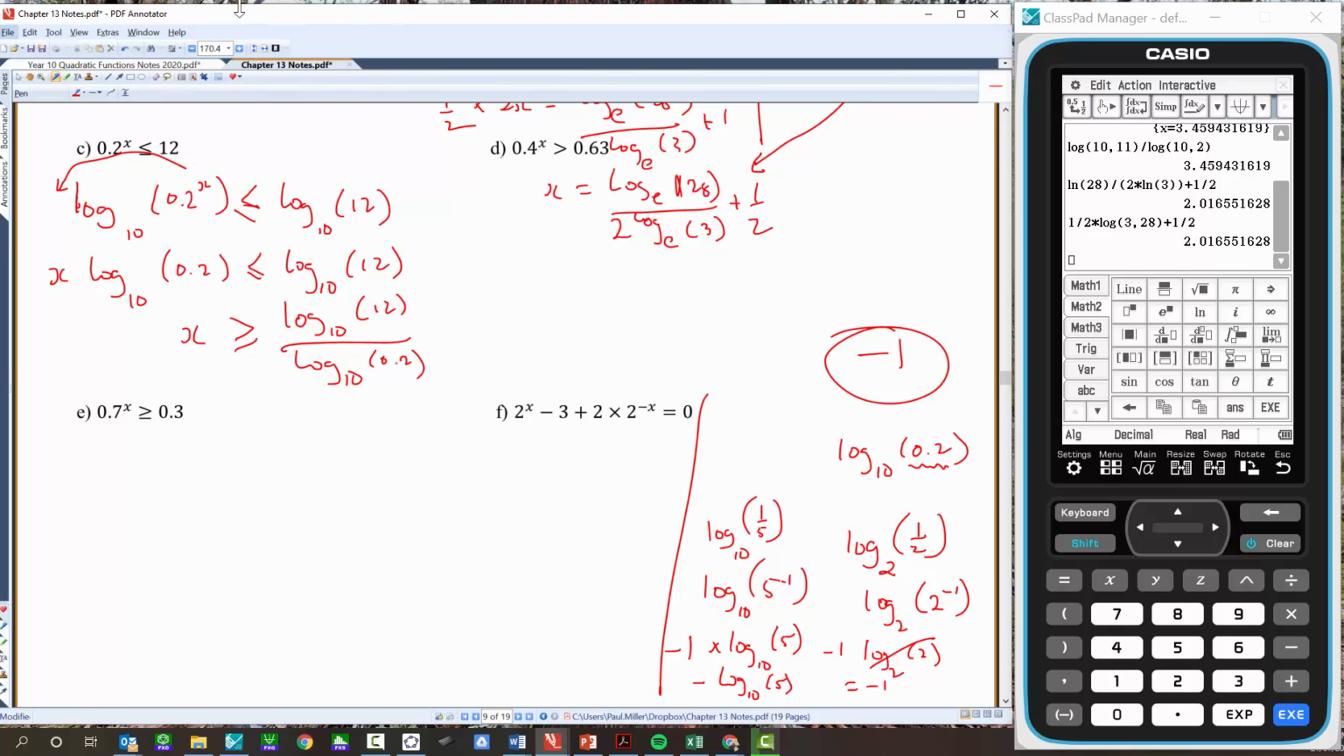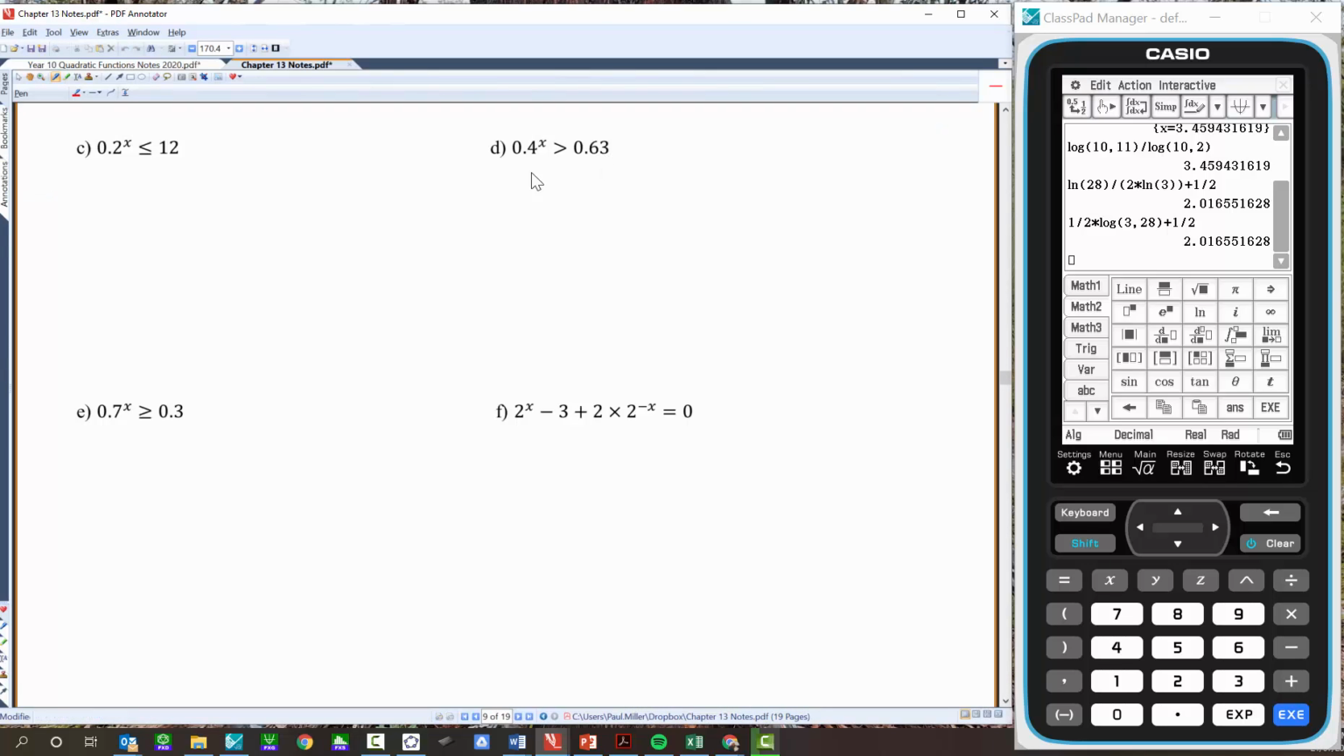All right, I'm just going to clear out some of the stuff that's going on here. So edit and remove. Okay, let's hit this problem now. So we've got 0.4 to the x greater than 0.63. All right, so let's choose log base e. I keep forgetting to log both sides. Log base e of 0.4 to the x greater than log base e of 0.63. All right, now I'm going to grab that x: x log base e of 0.4 greater than log base e of 0.63.